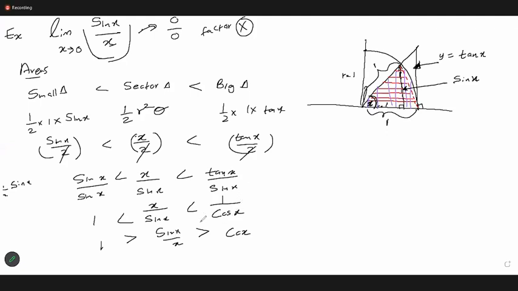Now we have our terms. So what can we do? Now let's take limits of each and every term. Limit of 1 when x equals 0. Then let's consider the limit of sin x over x when x equals 0. Then the limit of cos x when x equals 0, right?